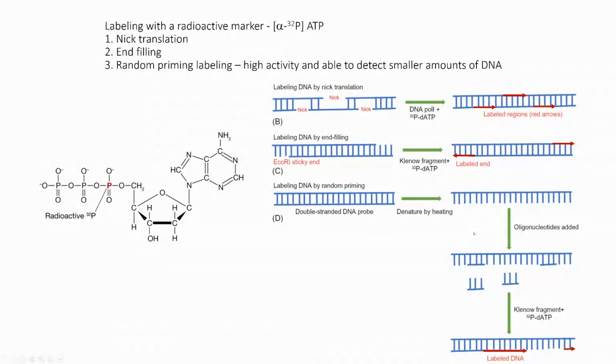Another one is random priming. Basically you have a lot of hexamers. After you denature the double-stranded probe, you hybridize it with these random hexamers. They will bind, and then they will have the Klenow fragment and the P32 dATP, and they can synthesize the strand and give you the isotope-labeled probe. So these are three techniques people normally use to label the DNA probe.